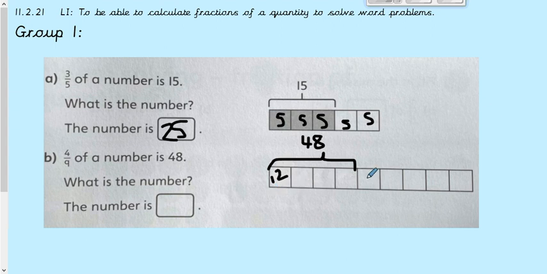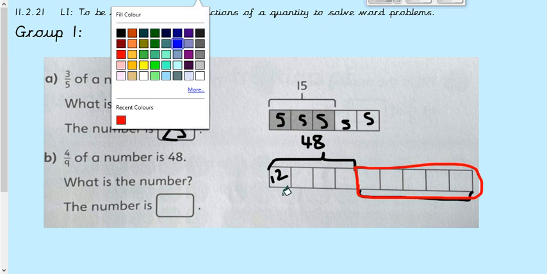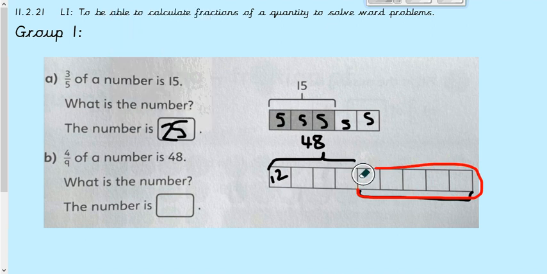And we need to work out this. I'll do it in another colour actually. We need to work out this section, what is left. No, we don't. Sorry, I'm telling a lie because it says what is the number, so that means we need to work them out all together. Sorry. That's what goes wrong when I'm doing it on the spot.